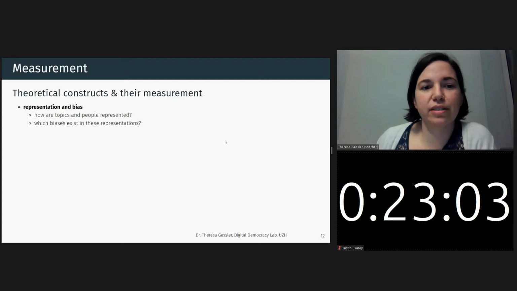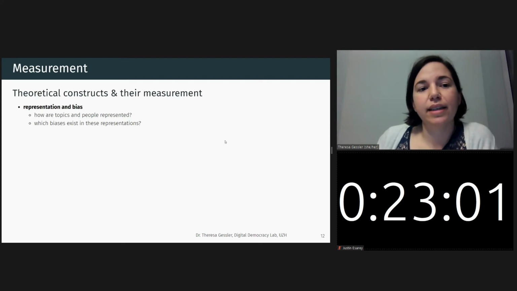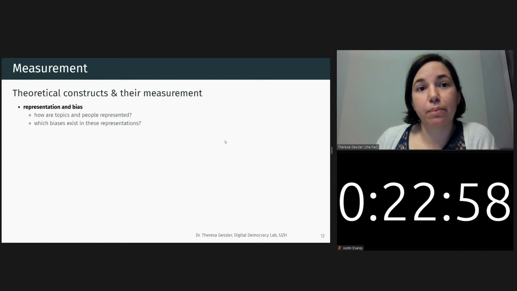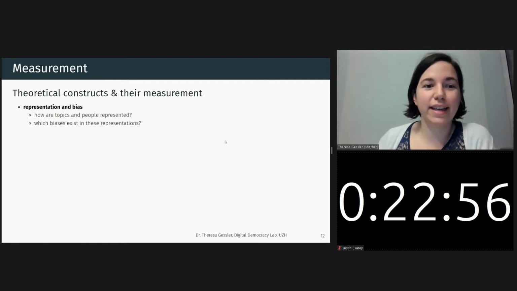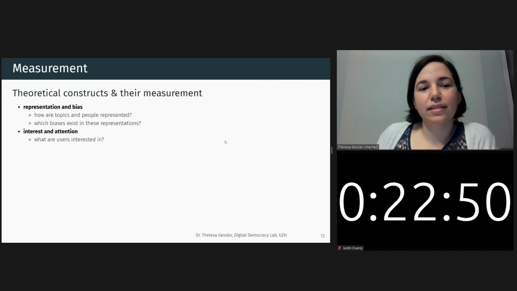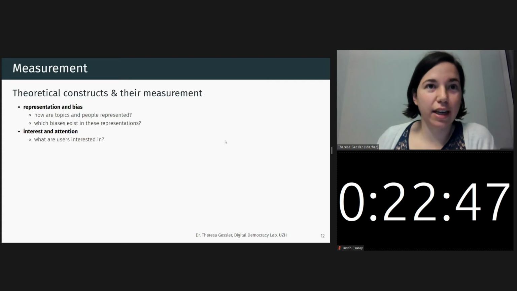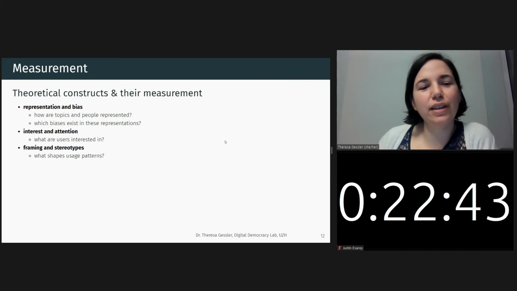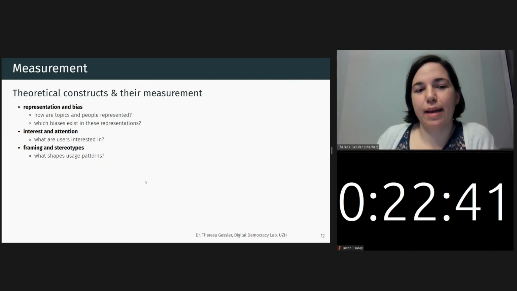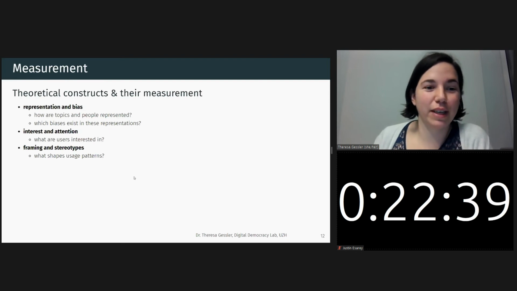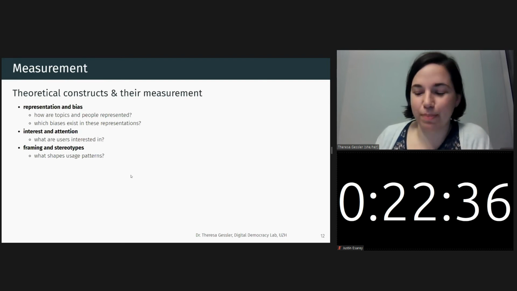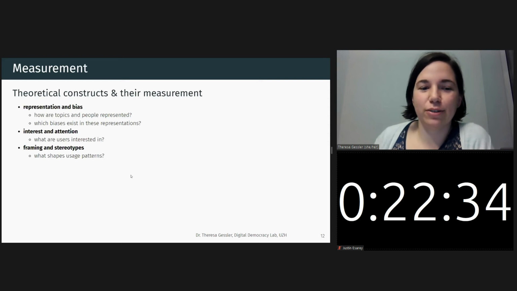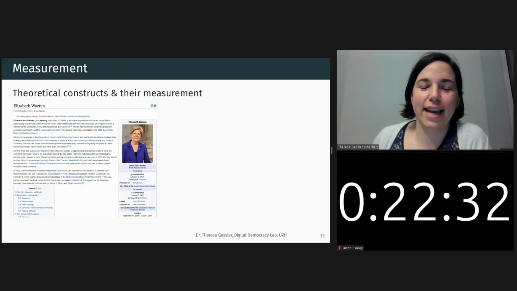The first is representation and bias, basically asking how are topics and people represented on Wikipedia and which biases may exist in these representations. The second is interest and attention. So what are users interested in on Wikipedia? And the third is framing and stereotypes. So when they are already on Wikipedia, what shapes usage patterns? And I will talk about each of them with an example on a slide.